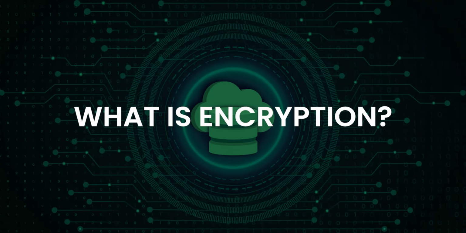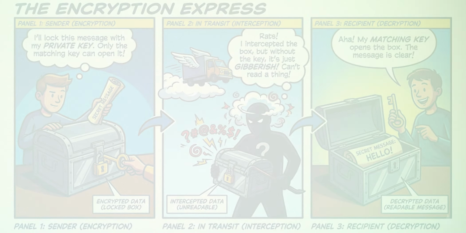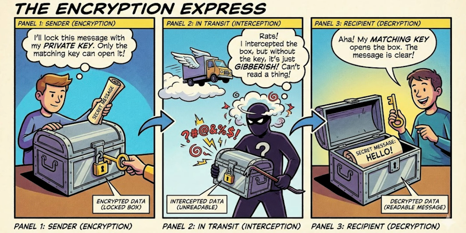What is encryption? Encryption is a way of protecting information so only the right person can read it. Think of it like putting your message in a locked box, shipping it to someone, and they can only open it if they have the right key. If someone else gets the box, they see gibberish, not the real message.